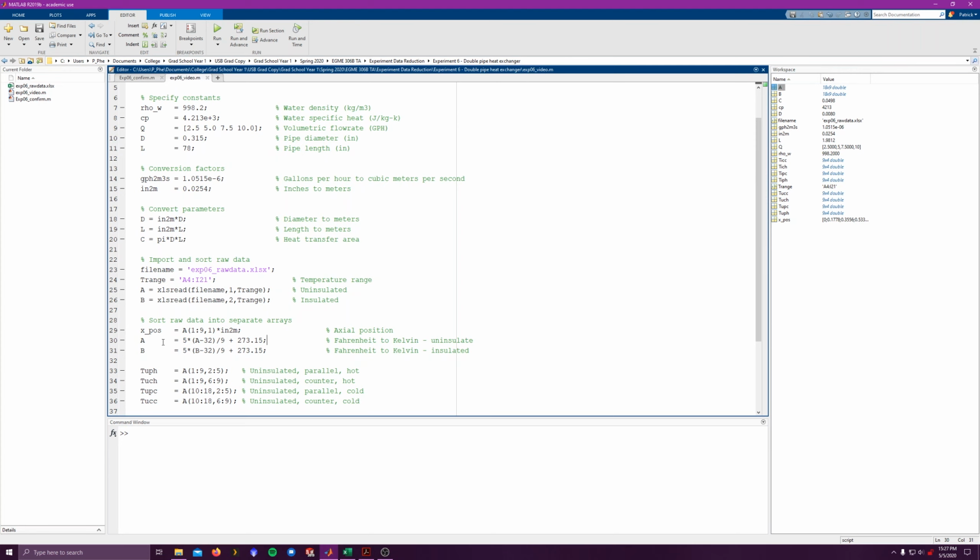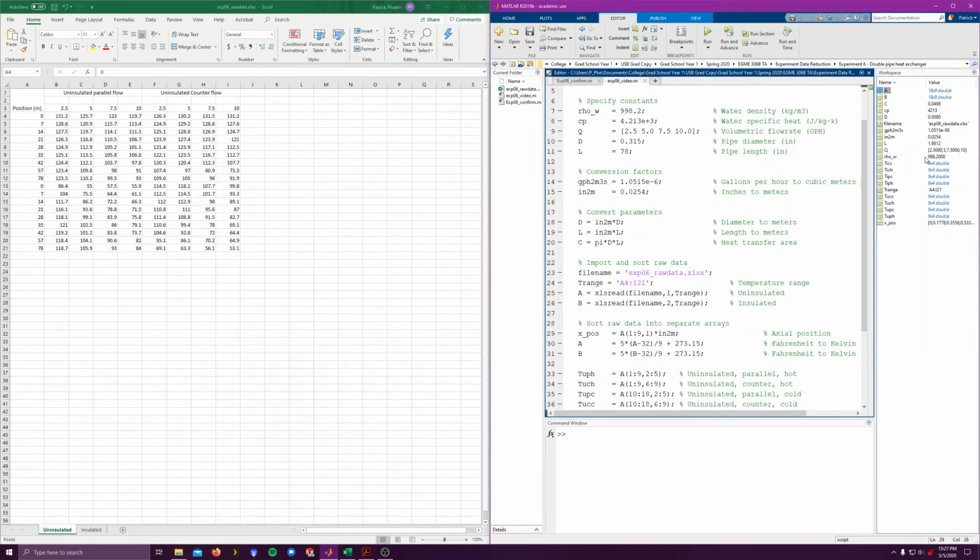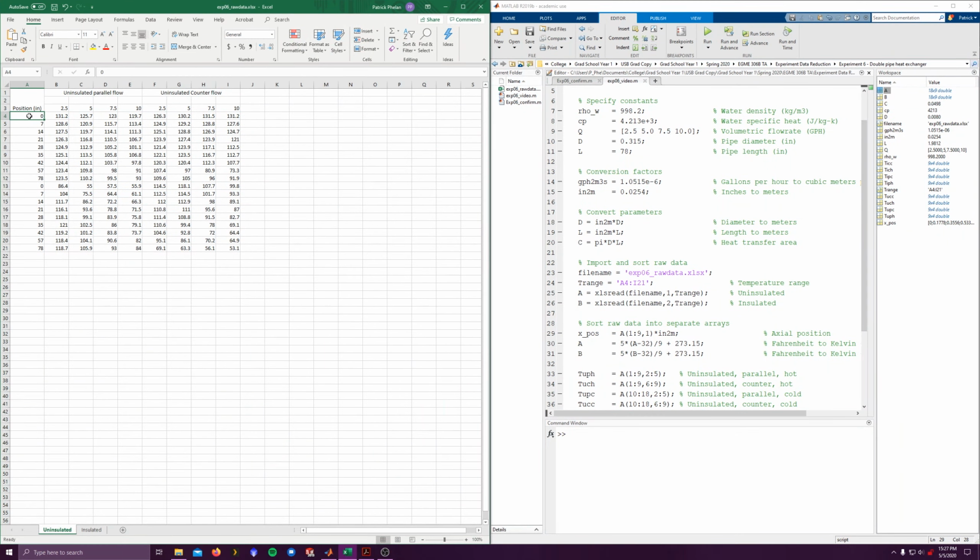Okay, so now what we're going to do is sort our raw data into separate arrays. So for this first part here, X position is going to be our data on sheet A. And then I'm going to take all of this and convert it to meters. So I'm just doing the axial position basically. So we're doing rows 1 through 9 and column 1. So I just need to do this part because all of this right here, that's the same, because we're just doing the axial position.